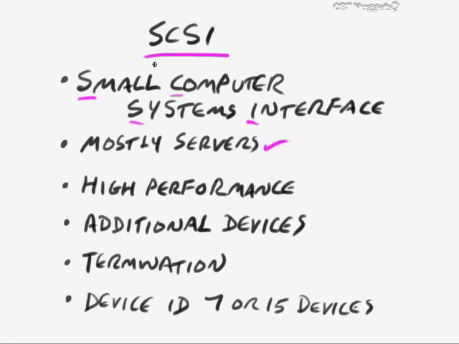And for that reason, SCSI, I think, is going to have less emphasis on the A+ exam objectives than it has had in the past. Although it's still kind of novel and useful information to have, I think you're going to see it have more importance for Server+ topics. But one of the reasons why it is important for servers especially is the high performance that it does yield. It can go up to 320 megabytes per second, which is pretty fast.